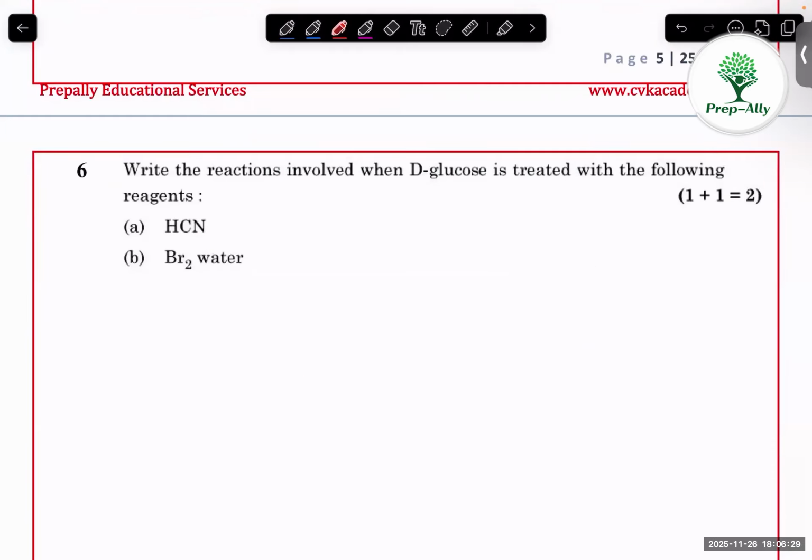Now for this question, write the reaction involved when D-glucose is treated with the following reagents. This is similar to what I have already told you. The reactions of glucose with these compounds are important. Here also, if you just write that exact reaction which is given in the textbook, in this format, CHO, then glucose is CHOH 4 times and ending with CH2OH. When you are reacting with HCN, mechanism and all you don't need to worry, but still I will show you. This carbon has a C double bond O. Okay, so the remaining groups are there.